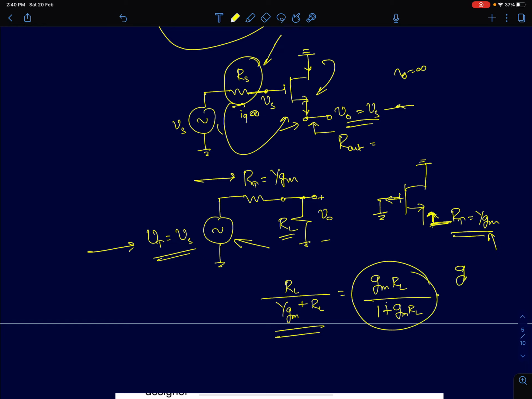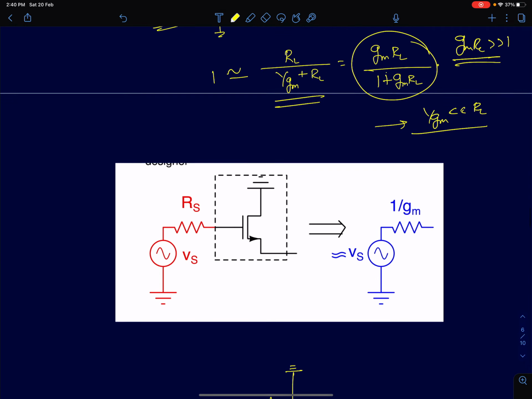If I choose GmRL to be much greater than 1, or 1/Gm to be much smaller than RL, then this value will be approximately equal to 1. So I've accomplished what we started out with. We started with the problem of high source resistance and we fixed it by adding a common drain amplifier in between the source and the load. So that's what I've shown here.